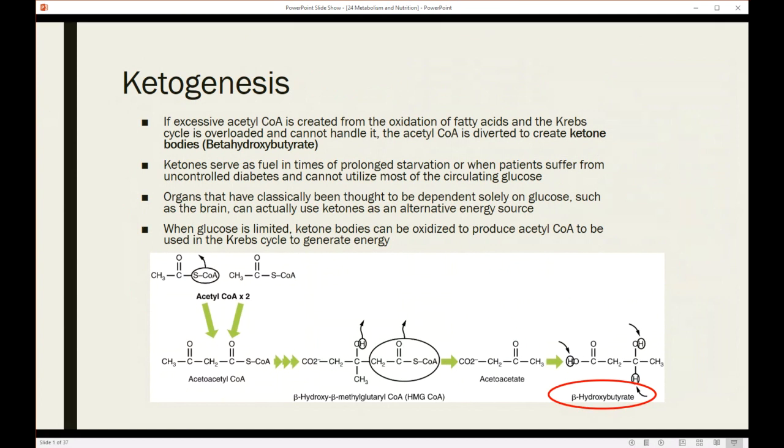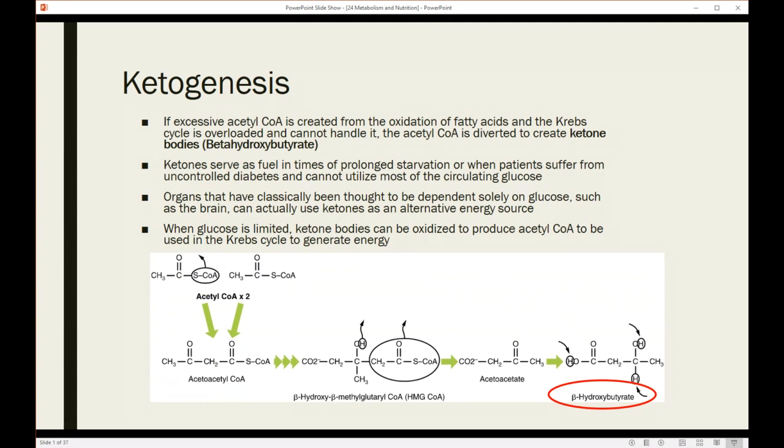Ketones are going to serve as the fuel in times of prolonged starvation, when patients suffer from either uncontrolled diabetes and they can't utilize most of that circulating glucose, or when they intentionally do this to themselves, meaning that they eat a high protein diet and very minimal amounts of carbohydrates, so minimal amounts of glucose are being eaten. The organs that have classically been thought to just be dependent on glucose, like the brain, can actually use those ketones as an alternative energy source, and that's new information.